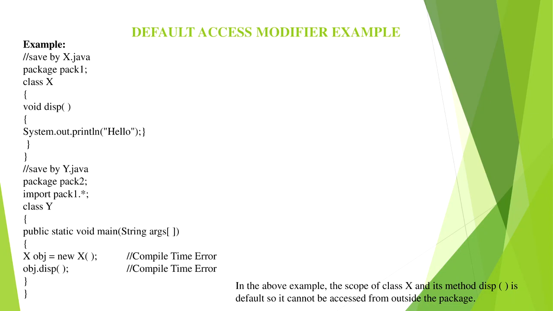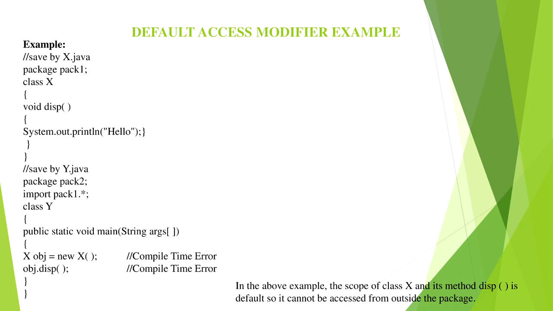Here I take one package, pack1. In it I have one class X and one function, disp, which just prints the message hello, and I save this code as X.java. In the other part of the code, I import the previous package, import pack1.*, and create the package pack2. It includes another class Y and the main method.